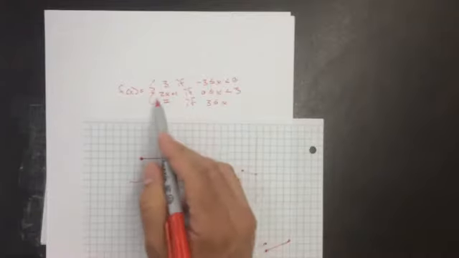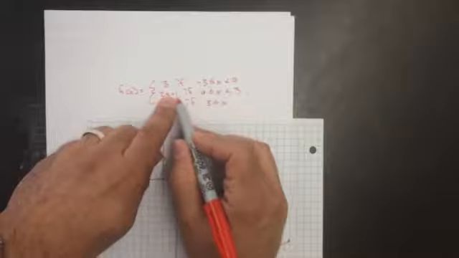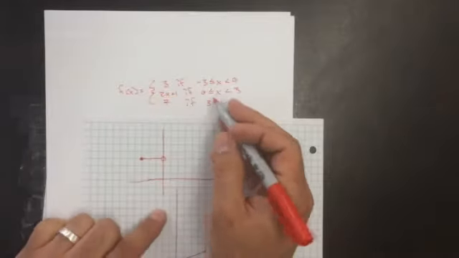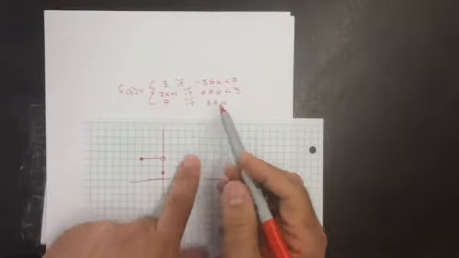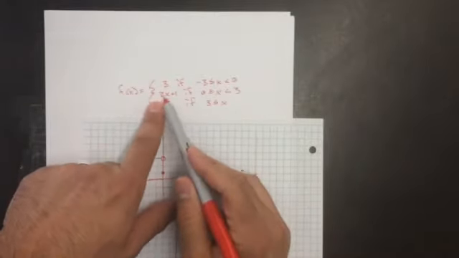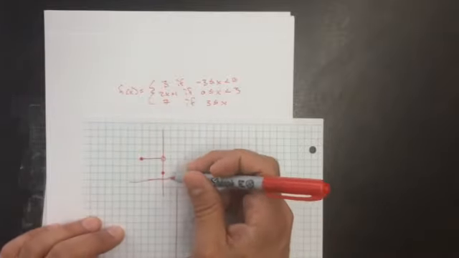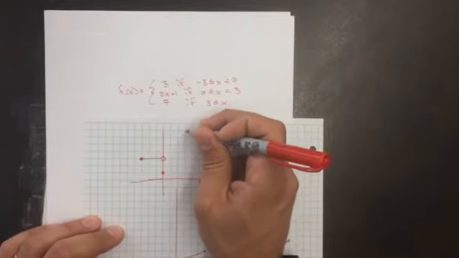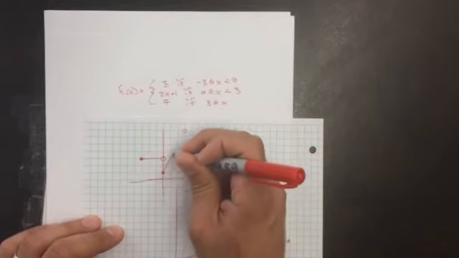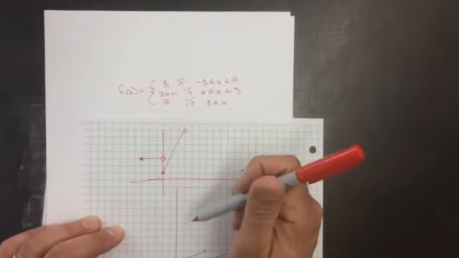I'm going to do the same thing with this one right here. So I'm going to plug in 0. 2 times 0 is 0, plus 1 is 1. So I'm going to start at 1, and it's included, so I'm going to fill it in. And then I'm going to plug in the last value. 2 times 3 is 6, plus 1 is 7. So I'm going to go 3, 7. And that one's not included. And then I'm going to connect those two. I know it's a linear equation, so I'm just going to connect it with a line.